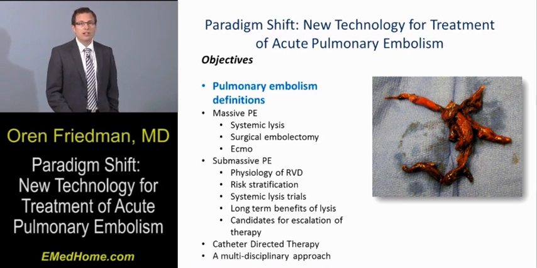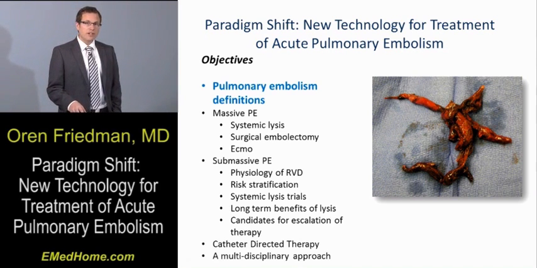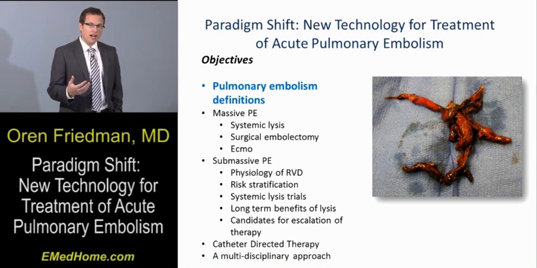We then talked quite a bit about submassive pulmonary emboli, and in that we emphasized the importance of understanding right ventricular physiology and pathophysiology. By understanding that a right ventricle that is impaired can lead towards a spiral of worsening hemodynamic deterioration helps you understand which patients out of the submassive group you should escalate therapy in. I like to call them the high-risk submassive patients.